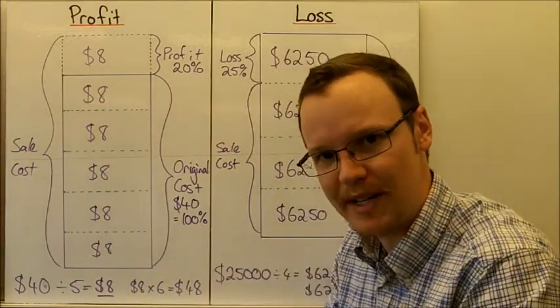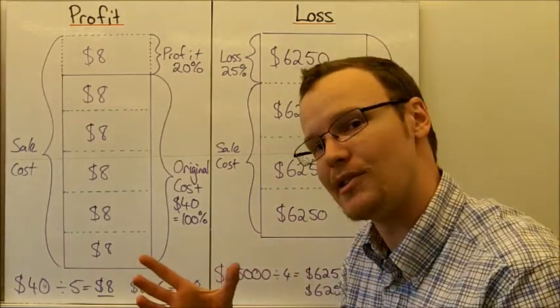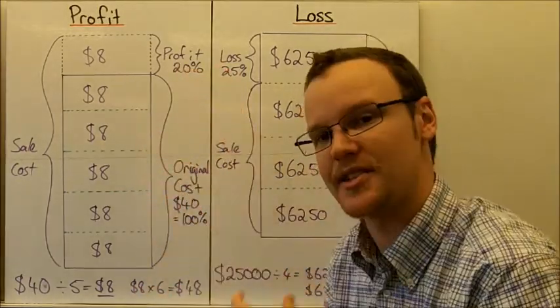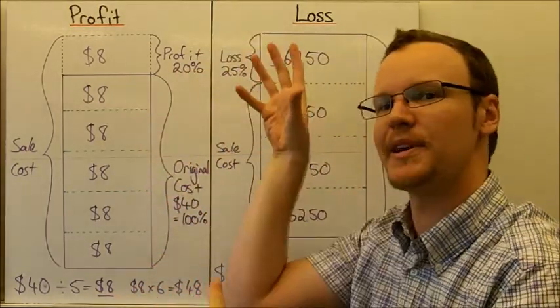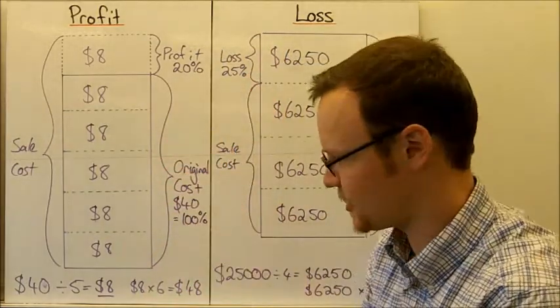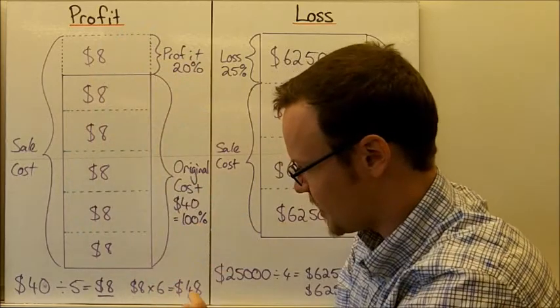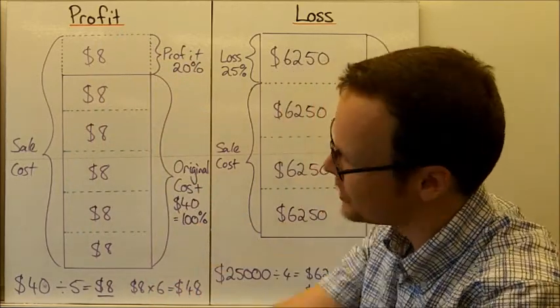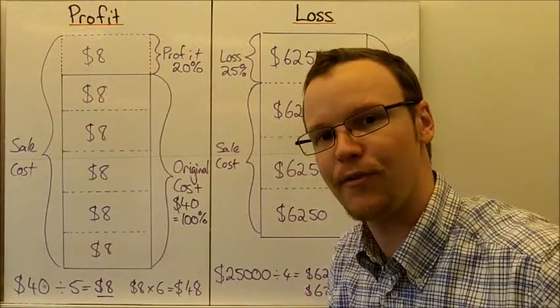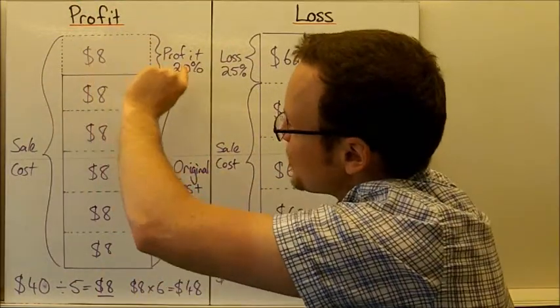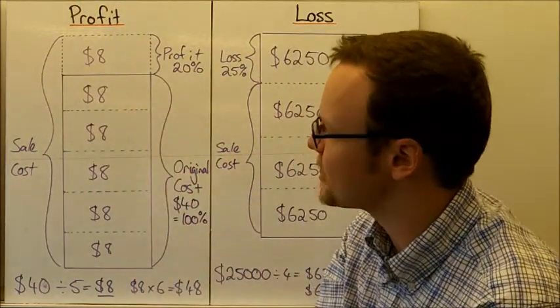We've got 120% now. So we've got 6 lots of those 20% chunks. So we're going to build it up now, build it up to 120%, multiply it by 6. So $8 times 6, so we've got 6 of the different chunks there, is going to be $48. So that's going to be the sale cost. We're selling it for $48. We've made a profit of 20%, and that's $8, that 20%.